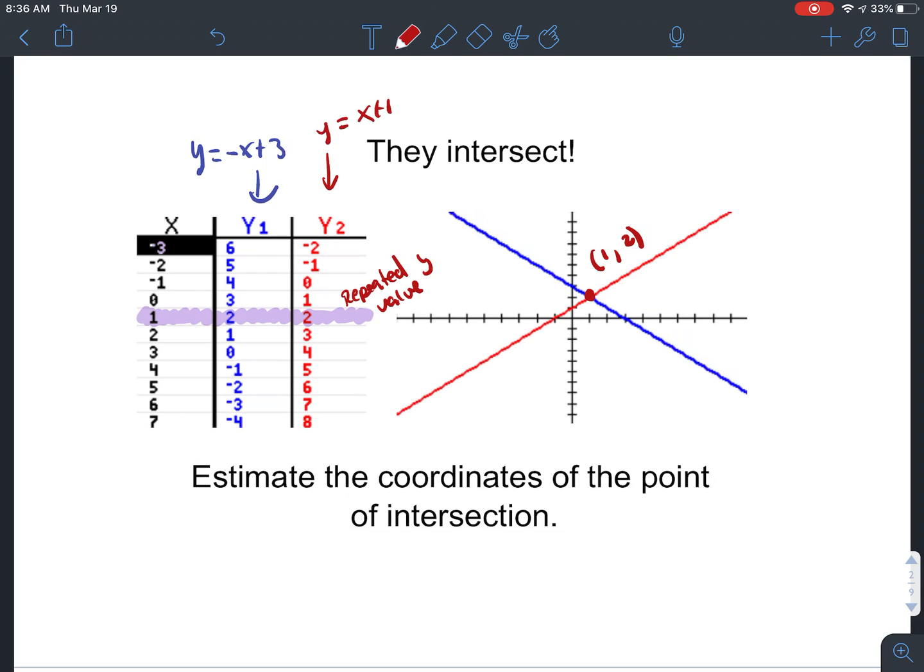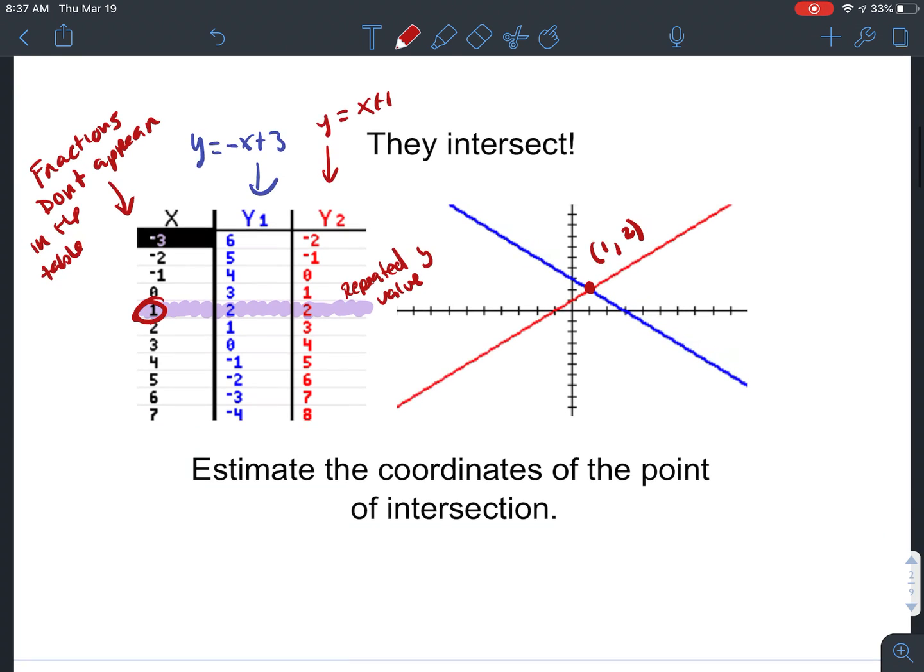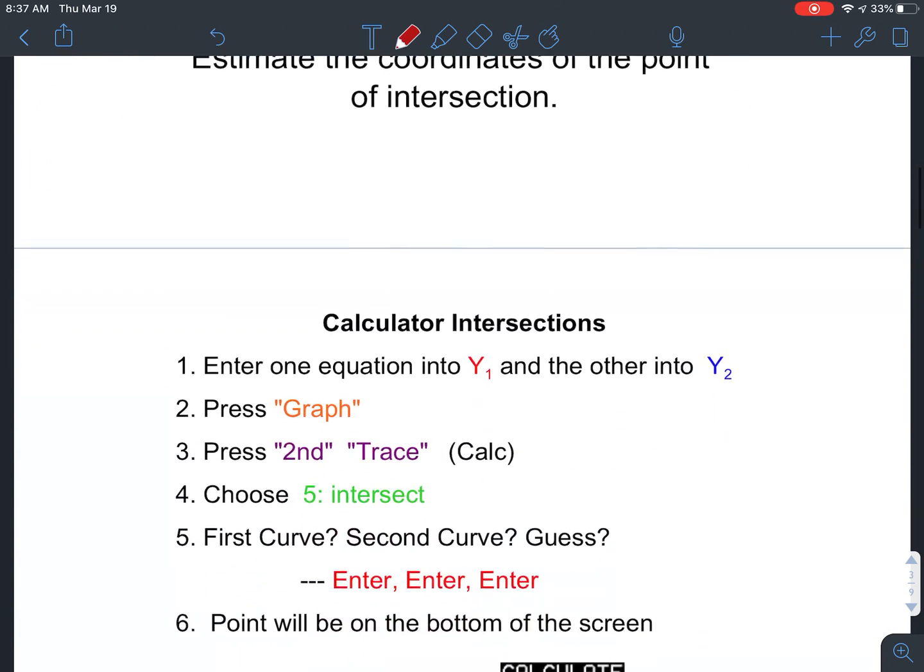Okay, now let's say this wasn't a nice clean number. Let's say that our x value is going to be a fraction. We know that fractions don't appear in the table. Okay, which means that we have to figure out another way to find this point of intersection. Well, lucky for us, we have our calculators. So if you plug these two equations into your calculator and follow the following steps, you should be able to get the point of intersection.